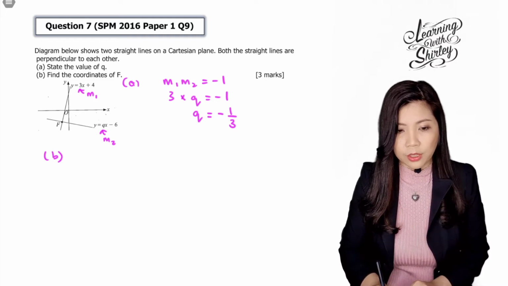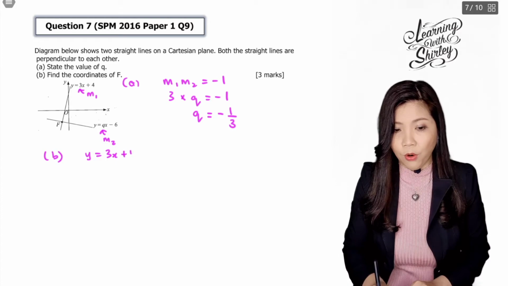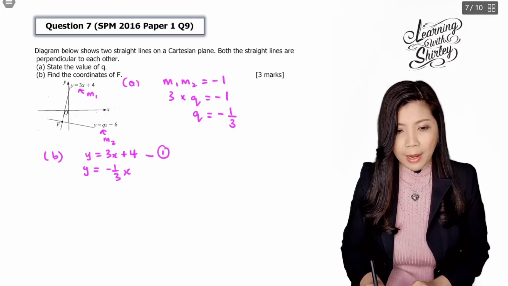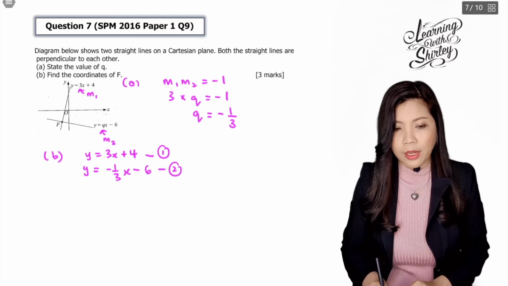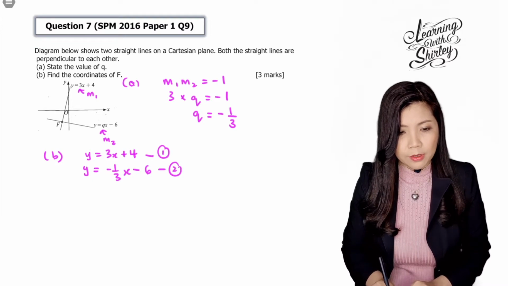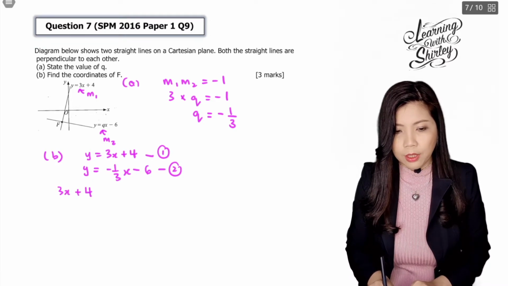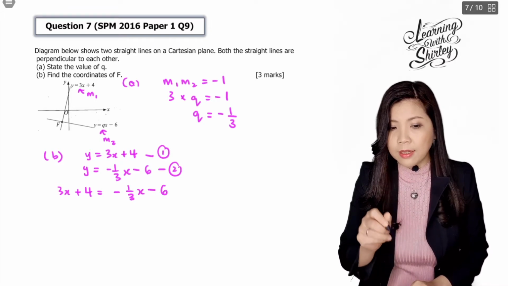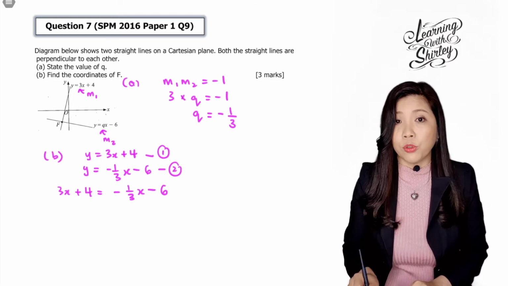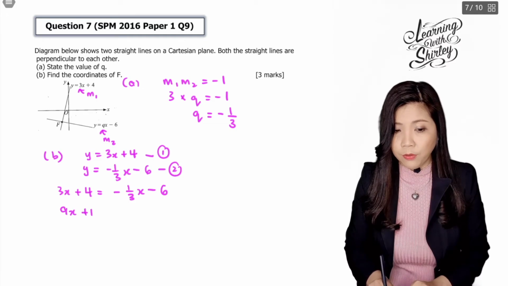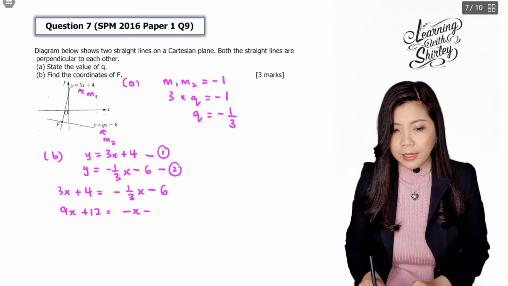The first equation is y equals 3x plus 4. This one I take as equation 1. And then equation 2 will be y equals, Q is -1 over 3, x minus 6, and this is equation 2. I'm going to use the simultaneous equation method to solve these two equations to find x and y. So it will be 3x plus 4 equals -1 over 3 x minus 6. To eliminate the denominator, which is 3, I'm going to multiply by 3 for all the terms, on the left and right. So it becomes 9x plus 12 equals -x minus 18.